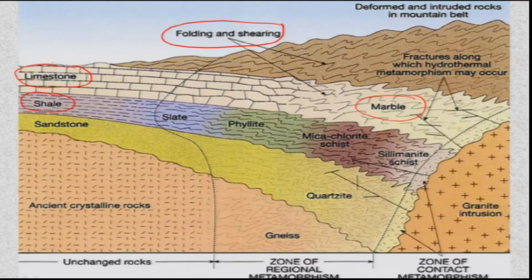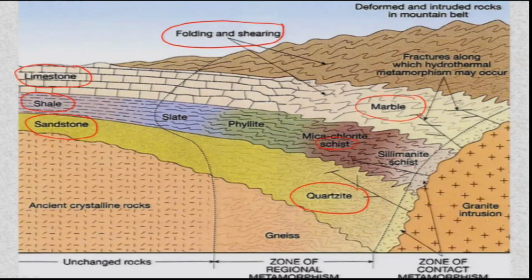So limestone is that which will result in the formation of marble, and then we have shale which will be converted to slate. Further metamorphism results in the formation of phyllites, and then schist, and then sillimanite schist and all that. This is a mineral here, okay, and mica and chlorite are again the minerals we are looking at. And then we have sandstone. If it is subjected to metamorphism, it will result in the formation of quartzites, okay.